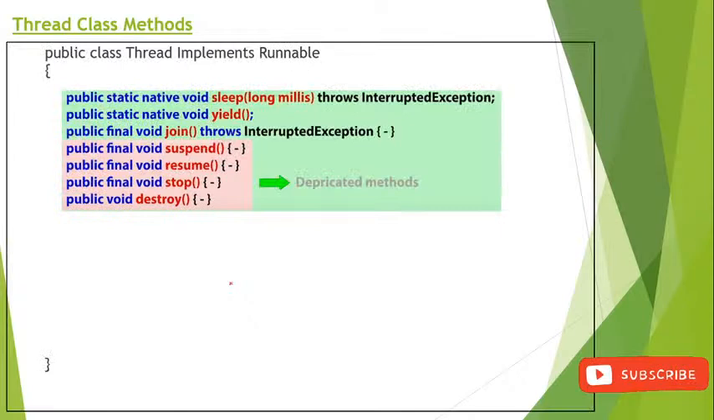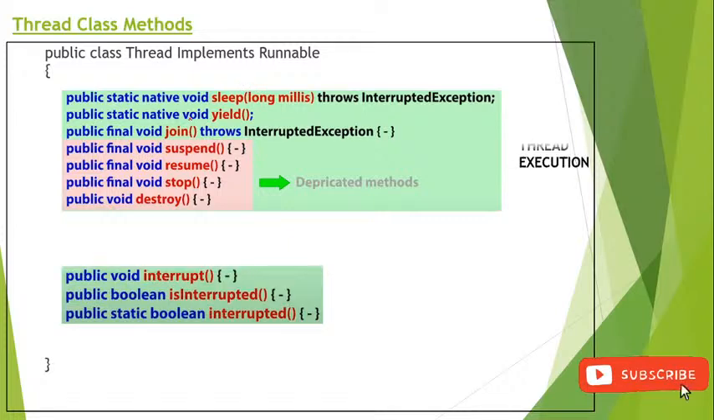Other methods present inside the Thread class are the sleep method, yield method, join method, suspend, resume, stop, restart. These are the deprecated methods. All of these methods are deprecated from Java. Now we are using these methods: sleep, yield, and join.